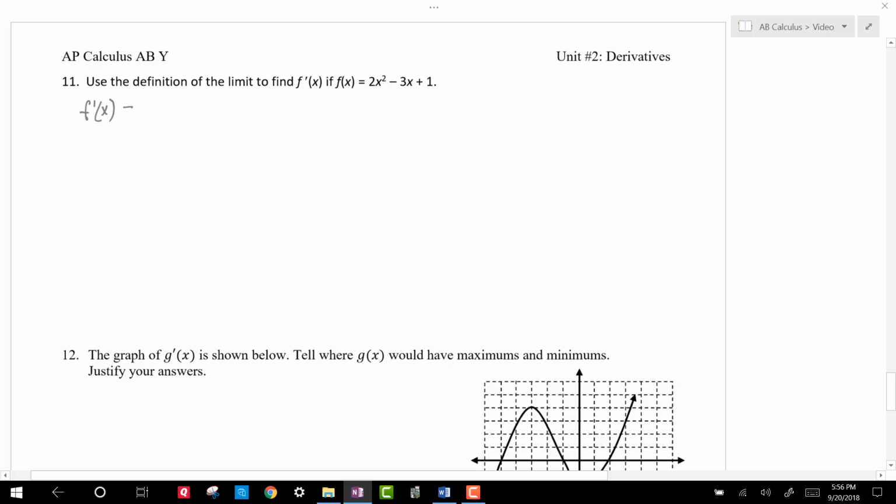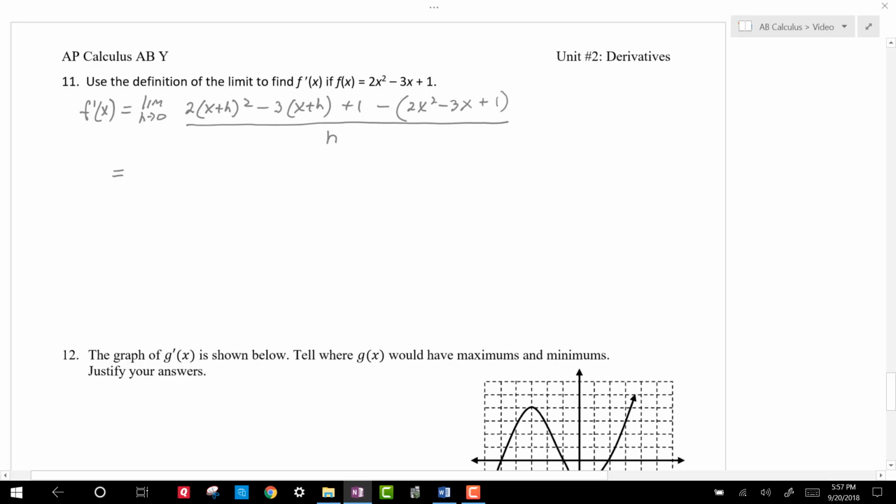Okay, so we got the limit as h goes to 0. All right, one more time here. 2 times x plus h squared minus 3 times x plus h plus 1 minus f of x, 2x squared minus 3x plus 1 all over h. Now, I've multiplied out x plus h for you many times, so it's just x squared plus 2xh plus h squared. I'm going to go ahead and multiply it by 2.